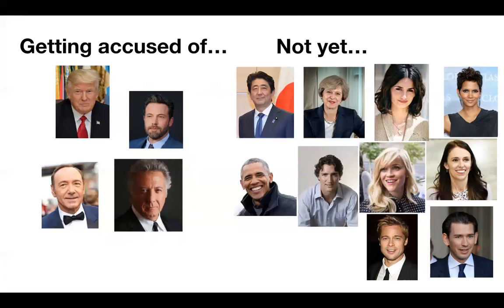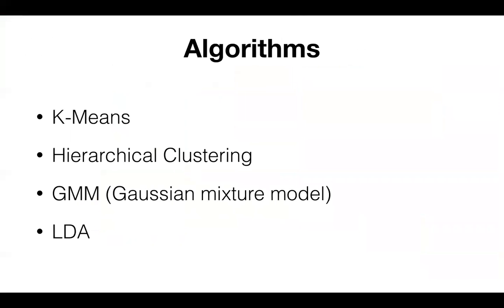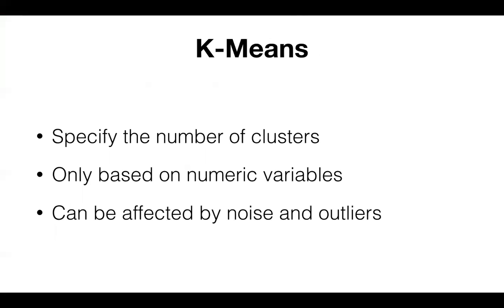Anyway, here the left-hand side are getting accused of something, and the right-hand side are not. So all of a sudden, you start getting useful insights from the data. Obviously, what we want to do is extend this and see if we can find even more similar patterns. To do this, there are many algorithms, and the most popular one is called K-means, and that's the topic we're going to take a look at.